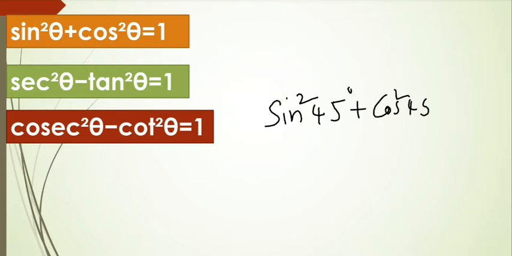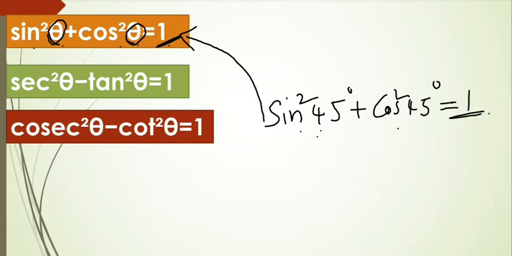And just remember the three identities. Sin square theta plus cos square theta is equal to 1. Secant square theta minus tan square theta is equal to 1. Cosecant square theta minus cot square theta is equal to 1. If in an exam a question is asked like this, what is the value of sin square 45 degrees plus cos square 45 degrees? No need to substitute the values. Directly it is in this format. So this is an identity, meaning whatever the value of theta, it will be satisfied. That means sin square 45 degrees plus cos square 45 degrees is always equal to 1. So we can simply write this as equal to 1.